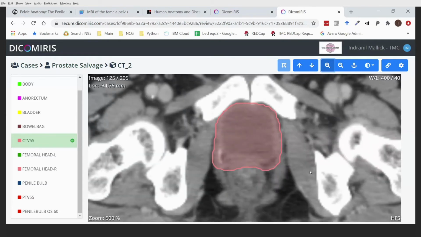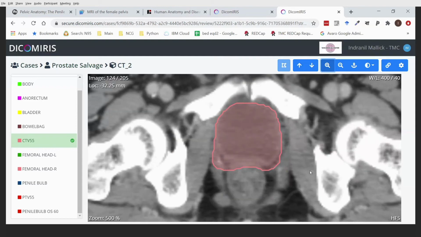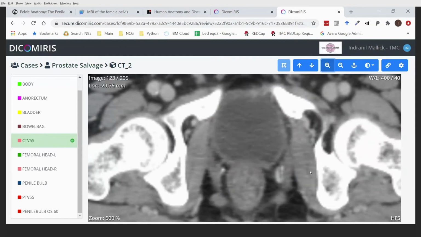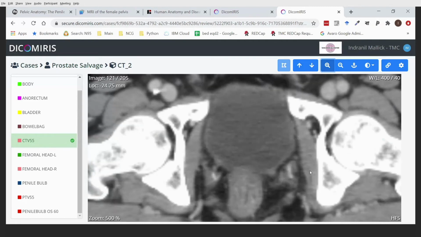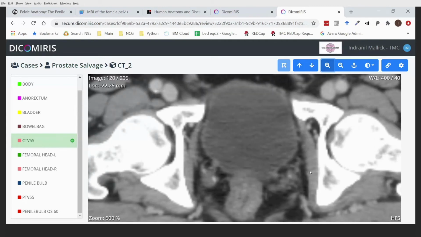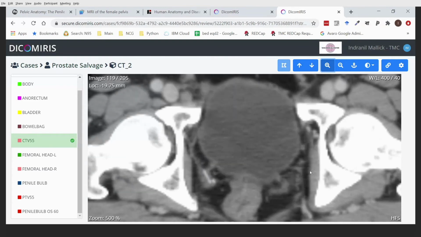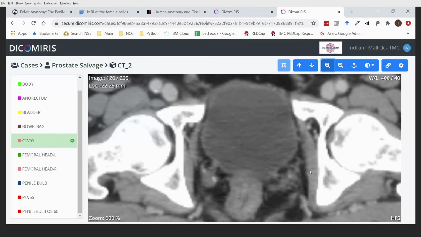The rectum was included, a participant said, which is not necessary. That's again correct. According to the RTOG guidelines, you don't need to include the rectum. The EORTC guideline and the Australian New Zealand guideline wanted you to include the rectum. But if you're following the RTOG guideline, you're correct that a sliver of the rectum was included, which was not necessary.